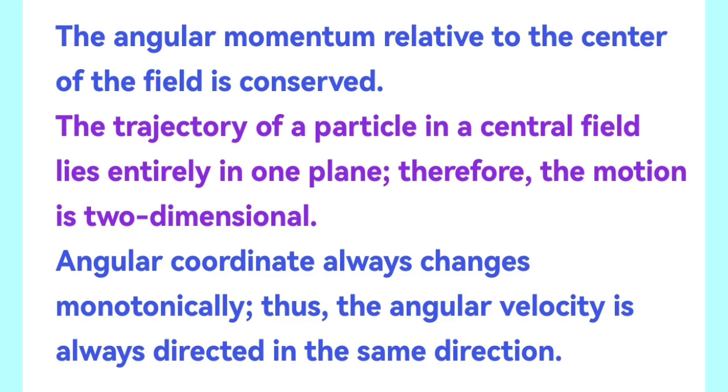When describing motion in a central field, it is convenient to use a polar coordinate system. In polar coordinates, the field depends only on one radial coordinate, and the problem of solving the equations of motion is simplified. One of the features of the solution of the equations of motion in the central field is that the angular coordinate always changes monotonically. So the derivative of the angular coordinate with respect to time, that is, the angular velocity, never changes sign. Thus, the angular velocity of the particle is always directed in the same direction.